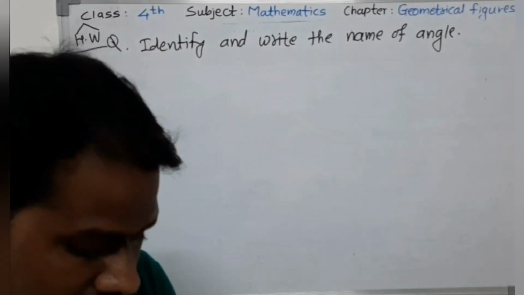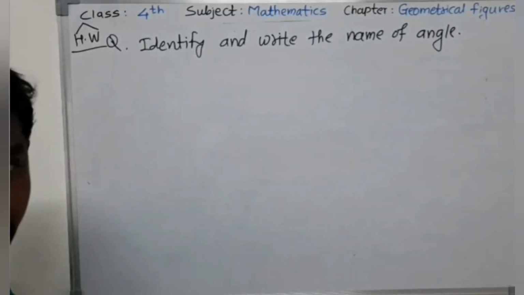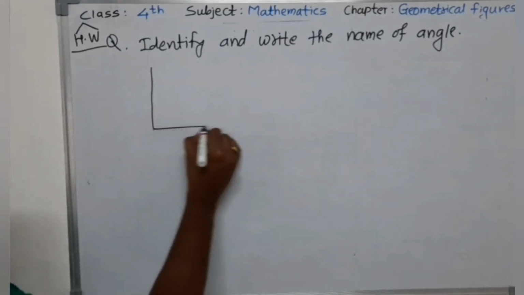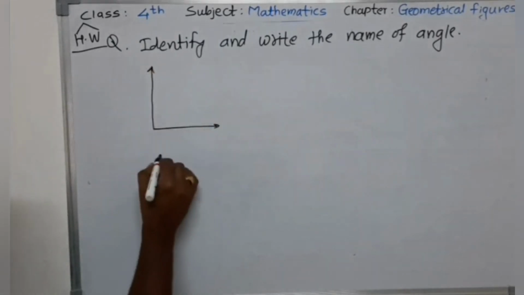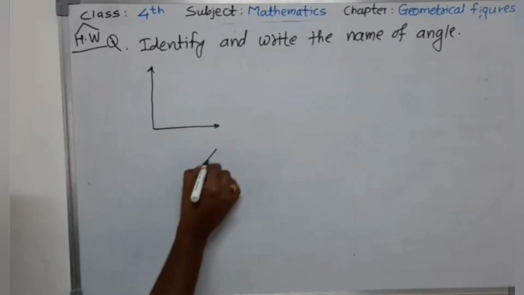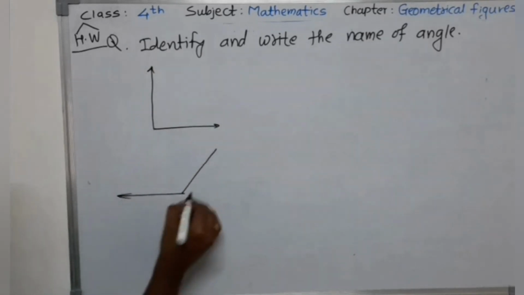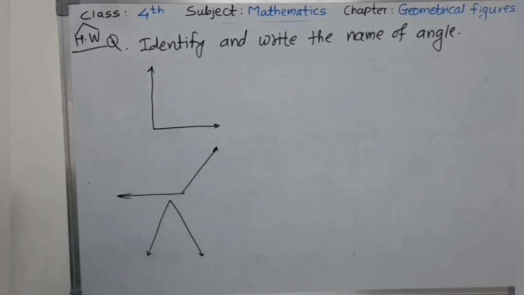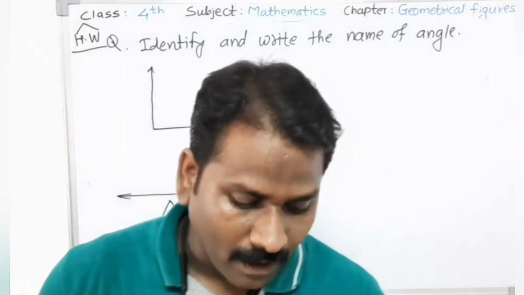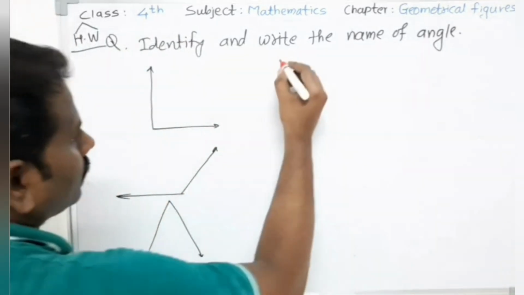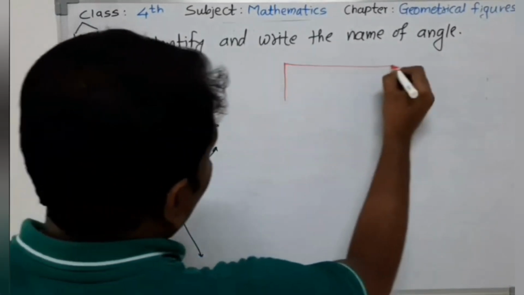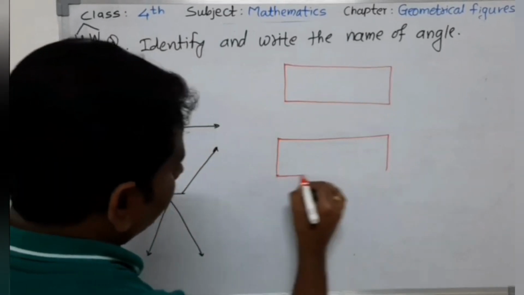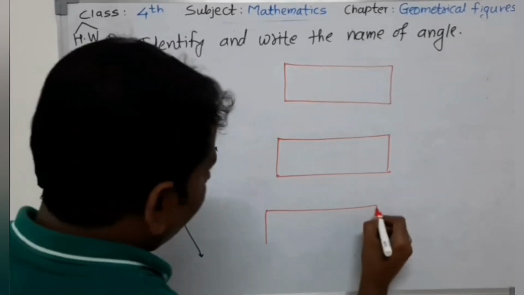I will draw a few angles here. Look at the board. Okay. So very simple freehand diagrams I will draw here. And simply you can identify them. I just have to check whether you have understood the content or not. Okay. Now there are blanks in front of each angle. You have to write their names in the blank. Identify and write the name.